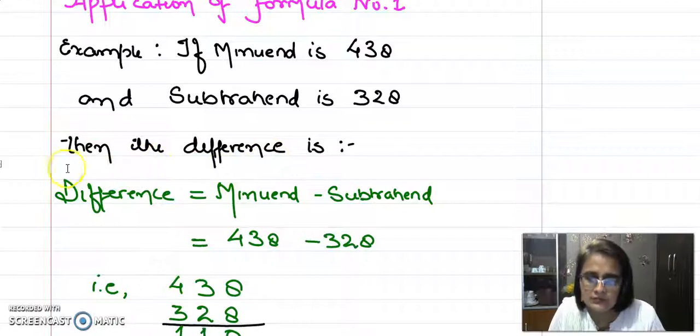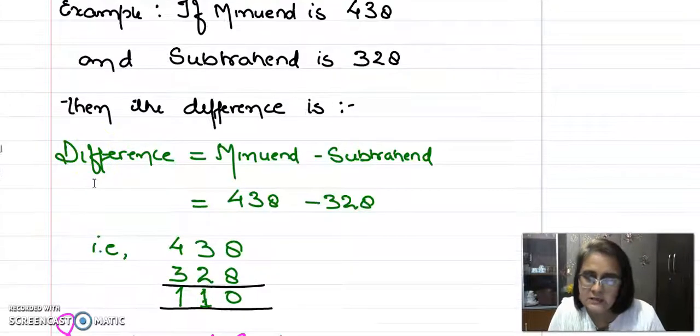Now to find the difference, first of all we have to write down the formula. Difference is equal to minuend minus subtrahend. Children, you will never start your work without writing a formula. Always you should write your formula first. Now, we'll substitute the entries. What is your minuend? My minuend is 438. So, in place of minuend, I'll write 438. My subtrahend is 328. So, in place of subtrahend, I'll write 328. So, first of all, I have written 438 minus 328.